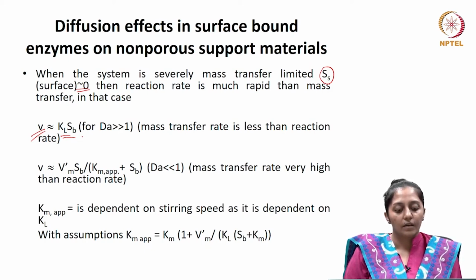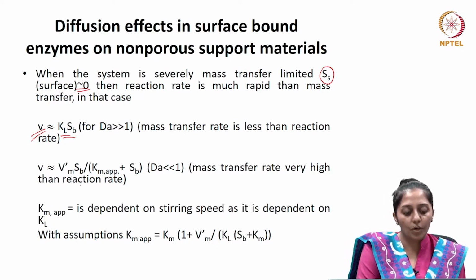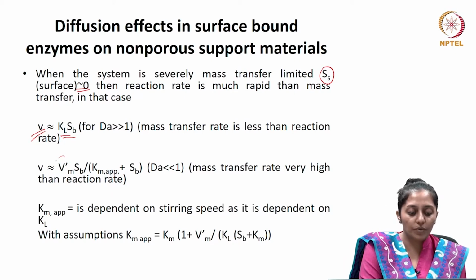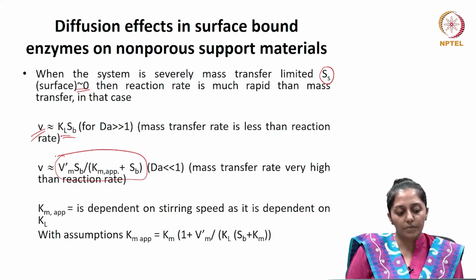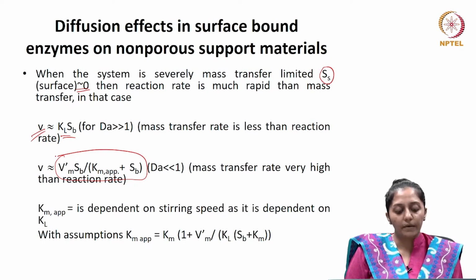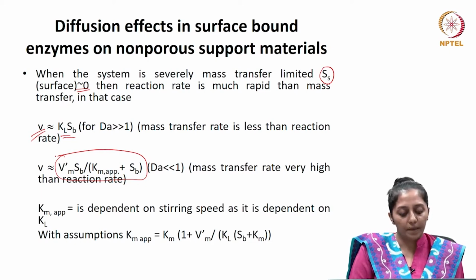So, in this case, your substrate concentration which reaches the surface becomes equal to SB, very rapidly it crossed. So, the mass transfer rate was very high. So, the overall reaction will be guided by the reaction rate. So, here if it is following Michaelis-Menten kinetics, then it has been shown that the reaction rate will be given as the Michaelis-Menten form with the substrate concentration as SB. Now, here the Michaelis-Menten constants will be the apparent values because it is an immobilized system, and it would depend on the stirring speed and other operating parameters.